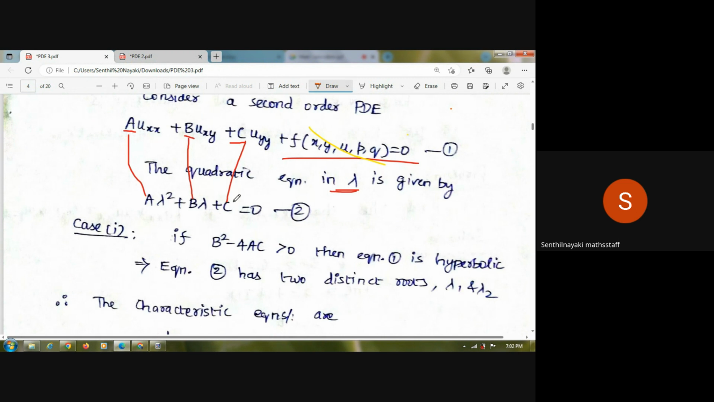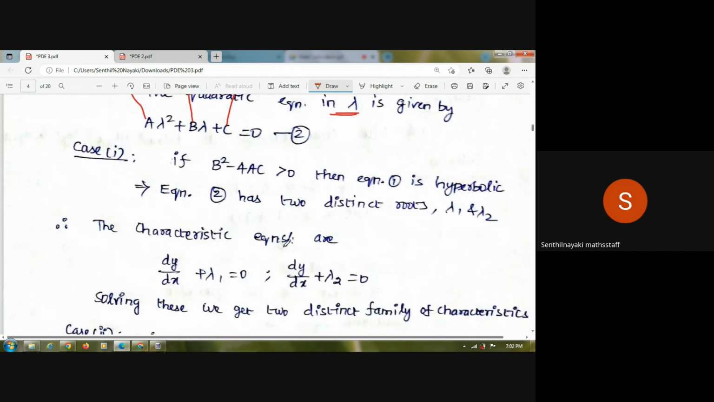So we get a quadratic equation. After solving this quadratic equation, what will we get? We get two roots. With two roots, we can write down two characteristic equations in this form: dy by dx plus the first root equal to 0, and dy by dx plus the second root equal to 0. We get two equations. Let us consider the first case.